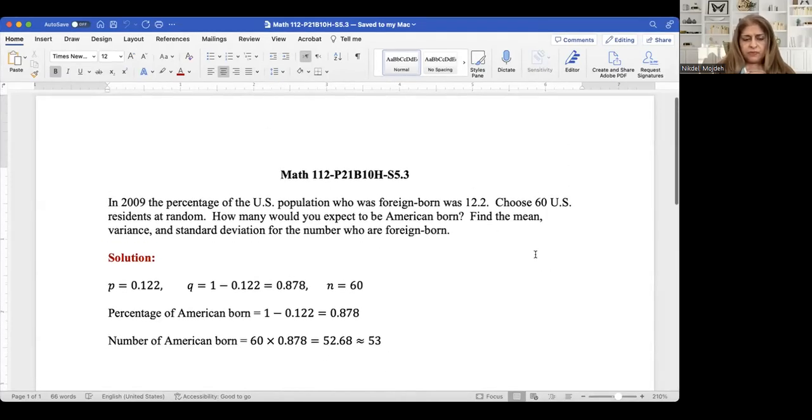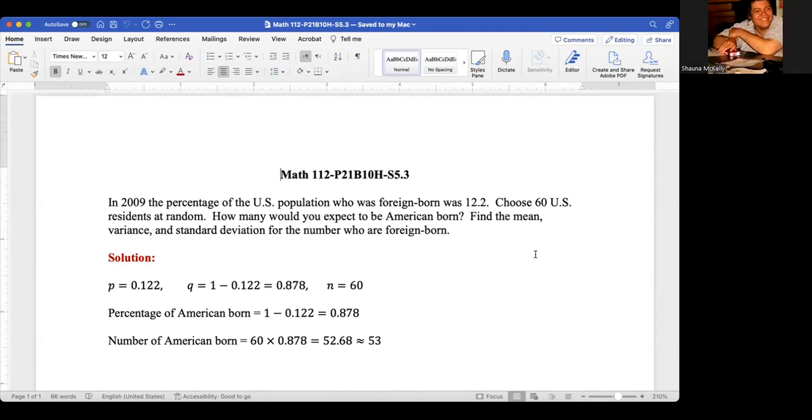Is this a problem? Okay. In 2009, the percentage of the US population who was foreign born was 12.2. Choose 60 US residents at random. How many would you expect to be foreign born? Find the mean, variance, and standard deviation for the number of foreign borns.